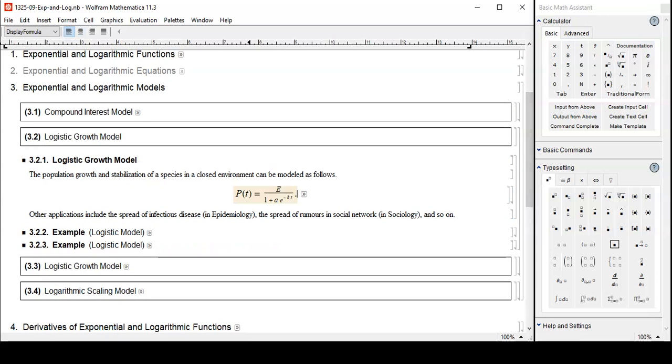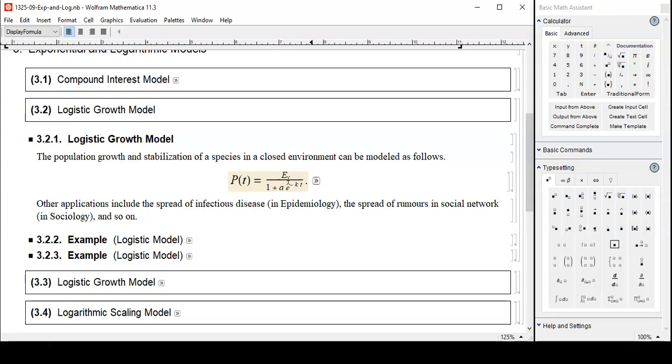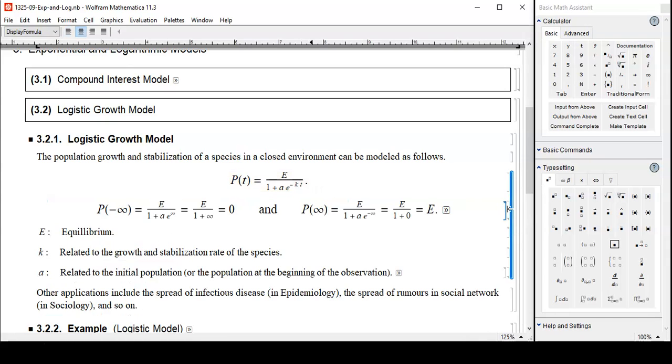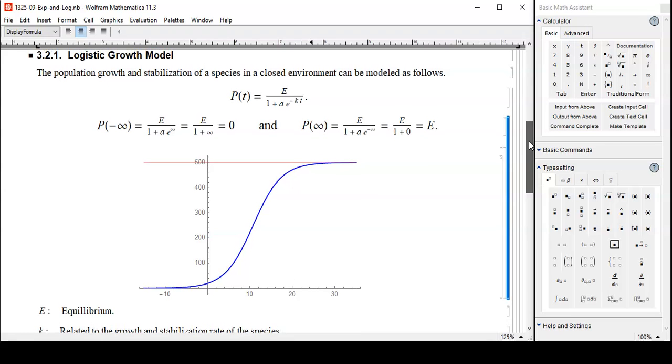This is what the typical logistic growth model looks like. Let me get a little bit bigger font so that you can read it better. E over 1 plus a e to the negative kt, where E, a, and k are constant positive numbers associated to whatever model you're looking at. E is the equilibrium, and k is associated to the growth, how quickly it's growing, if I remember correctly. And here is a picture.